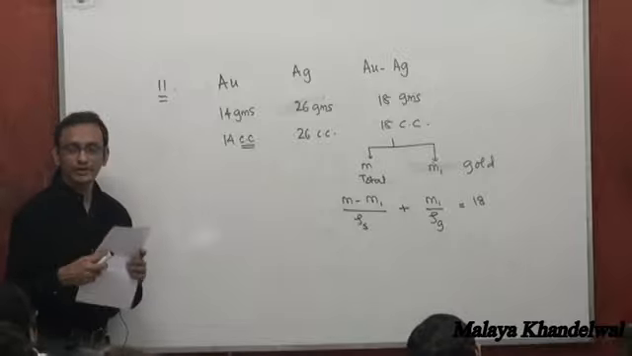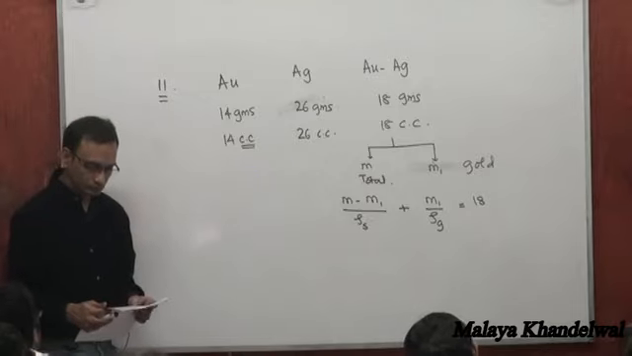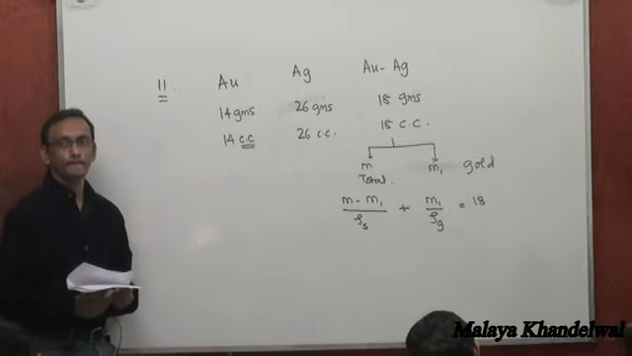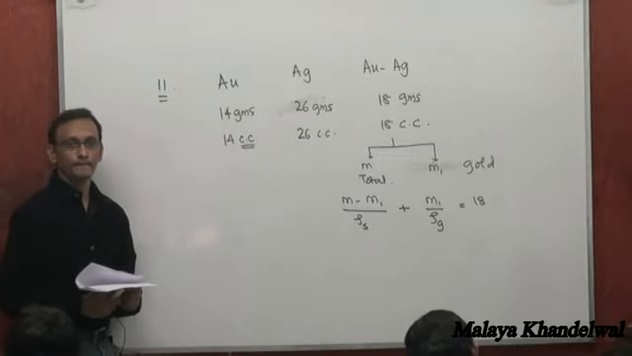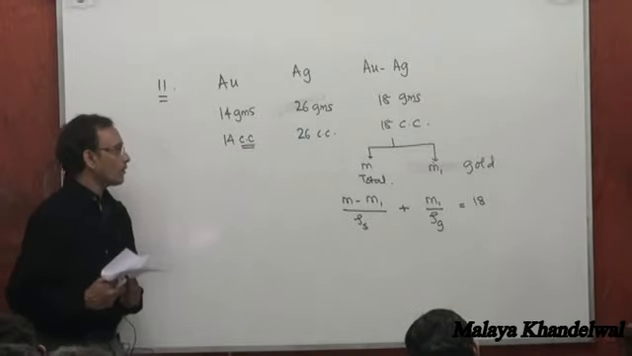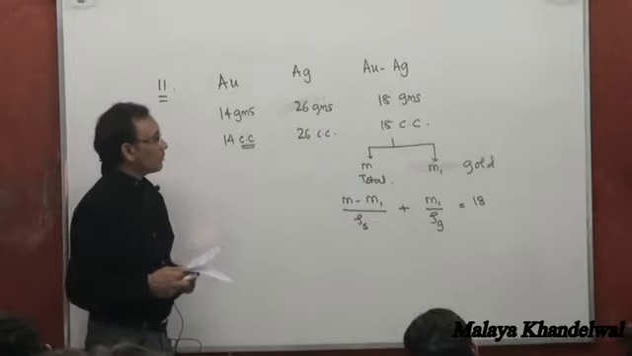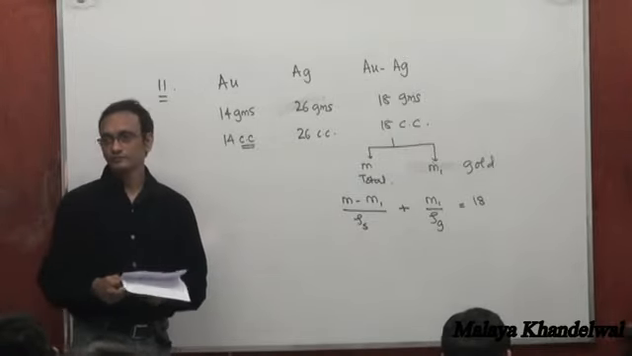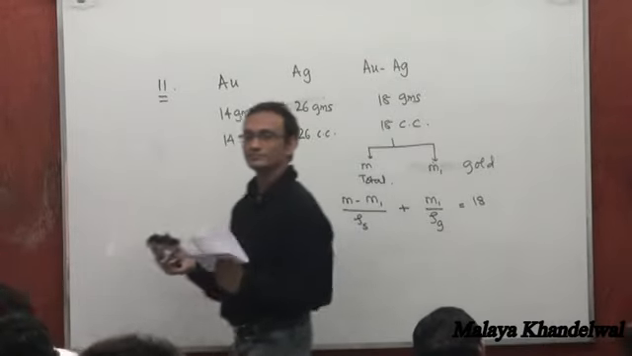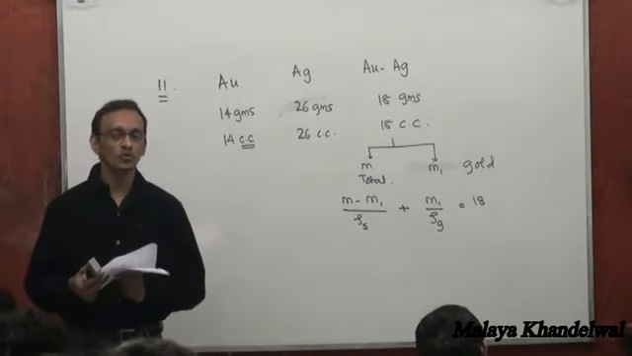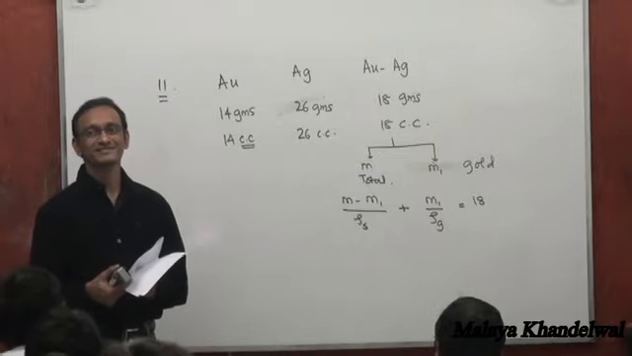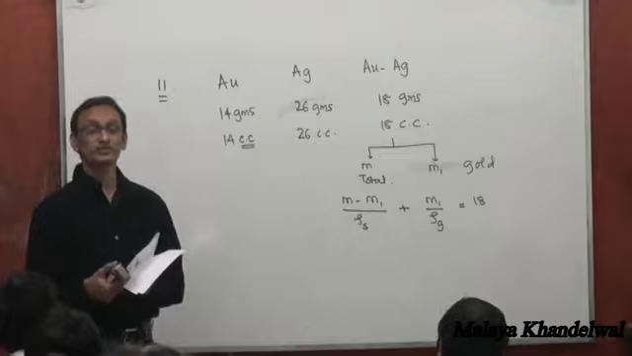You can now find the ratio M1 by M in this equation. Is that alright? Now 12. In fact, I don't even need rho of silver.